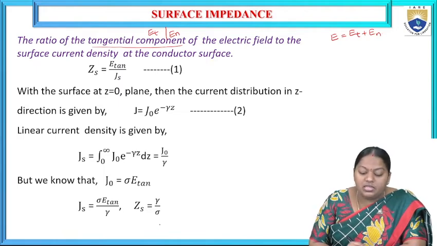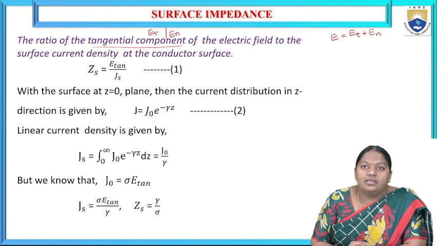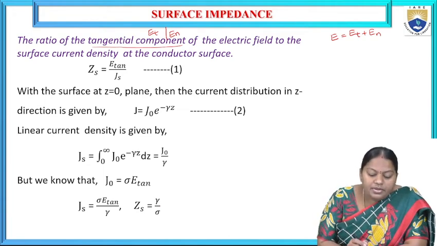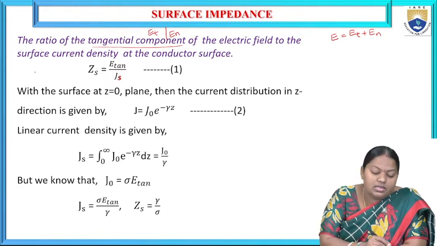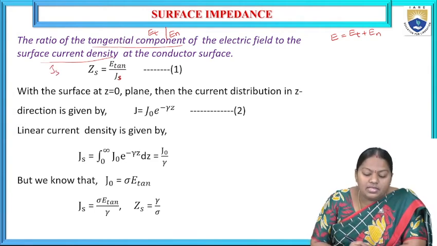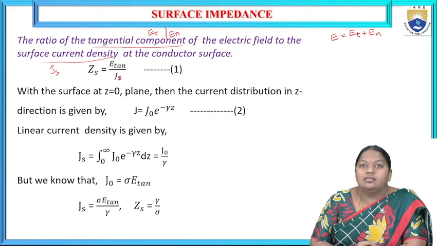So the ratio of tangential component of electric field to the surface current density at the conductor surface. Generally we use the notation J for current density, and here it is surface current density, which we represent as Js, right? So surface impedance can be defined as the ratio of the tangential component of the electric field intensity vector to the surface current density at the conductor surface.